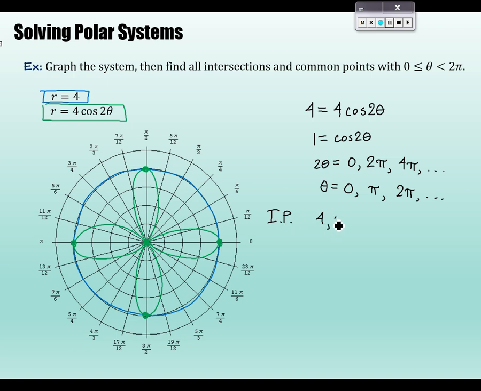4, comma 0, and 4, comma pi. But, of course, intuitively, you're like, wait a second. That doesn't seem to be all, right? So we need to introduce now also the notion of common points, which is, I don't know if this is universal language or not, but this is just what we're going to agree to call them.